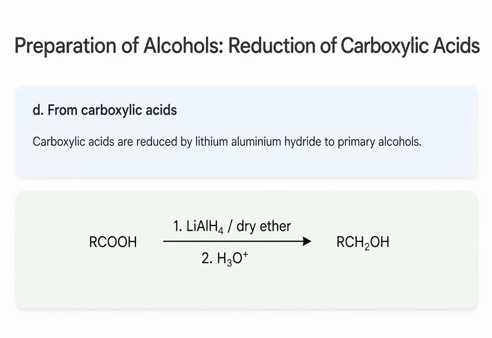Carboxylic acids can also be reduced to primary alcohols. Because carboxylic acids are highly oxidized and less reactive toward reduction than aldehydes or ketones, this requires the stronger reducing agent, lithium aluminum hydride, followed by acid hydrolysis. Sodium borohydride is generally not strong enough for this transformation.